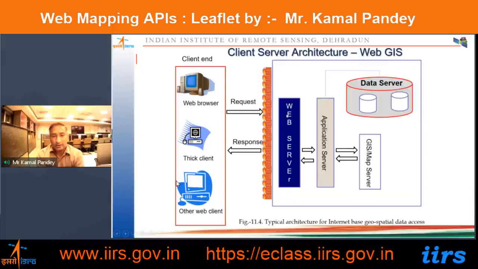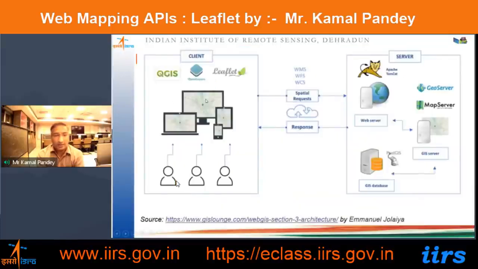Let us see one typical architecture which I have adopted from somewhere. These are the clients. It can be QGIS, Leaflet can be a client, OpenLayers can be a client. Yesterday we had a good lecture on OpenLayers. When these clients make a spatial request, it can be in the form of WMS, WFS, or WCS. These requests go to Apache Tomcat at the server end.